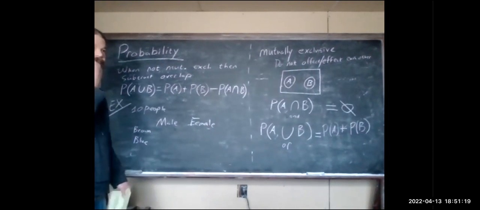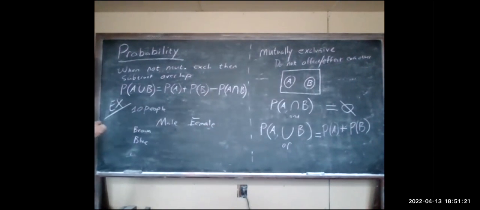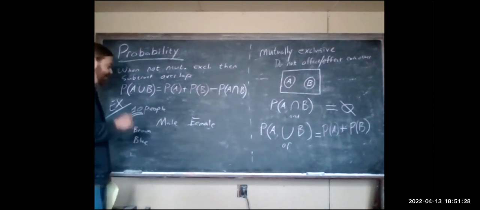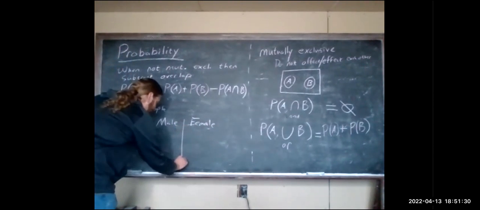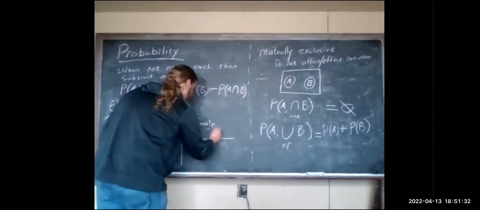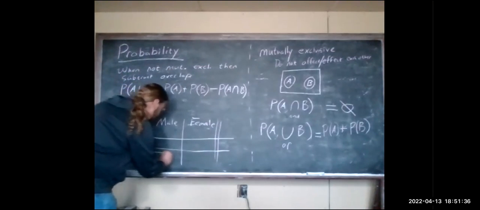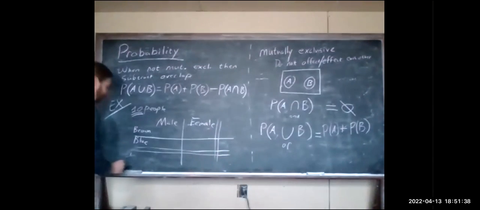We're not going to worry about people with other eyes. So it's only 10 people, so there's a good chance we might only find those two colors. So we can make a little chart here, and then throw in a total row and a total column.